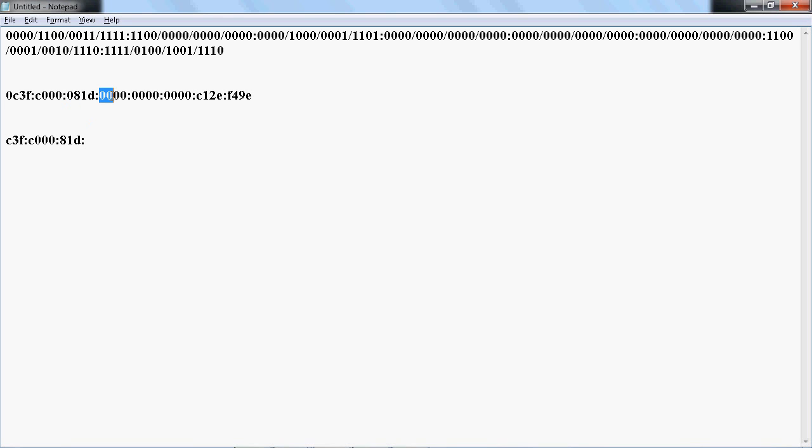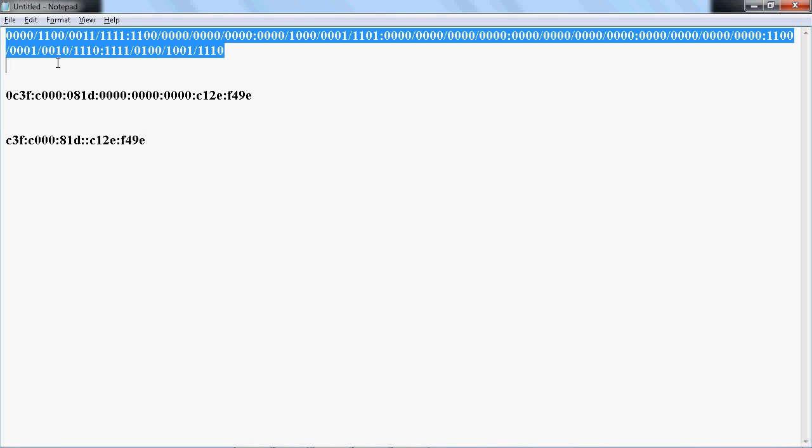Next we can see the groups 0000, three groups of continuous zeros. Continuous zeros mean we can use the double colon. Here we use the double colon. Next we can see C12E, so we write it as it is. Next F49E, so we write F49E. Now the IPv6 address can be shortened using those shortcuts.